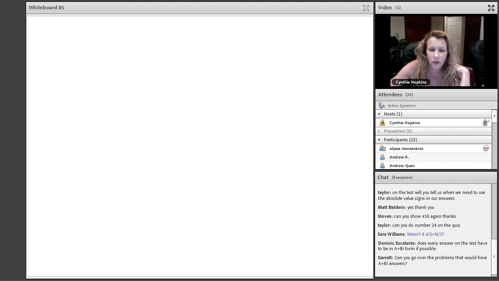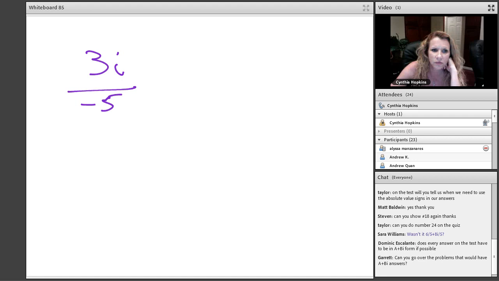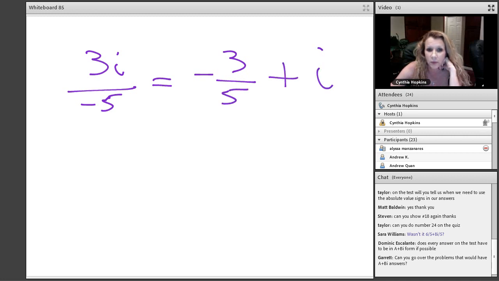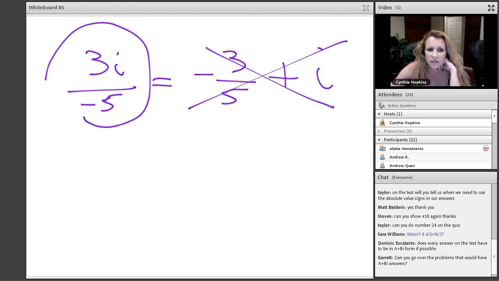I'm going to warn you with this last example that sometimes you might have something like, let's say, 3I over -5. And the directions might say, write your answer in standard form, or they might also say, write it in A plus BI form. So I see some crazy stuff where people will go, oh, is it -3/5 plus I? Because they're trying to get an A plus a BI. Well, look at this expression that I wrote. This is completely wrong. Isn't it just one term? Those are factors. That means your A is 0.